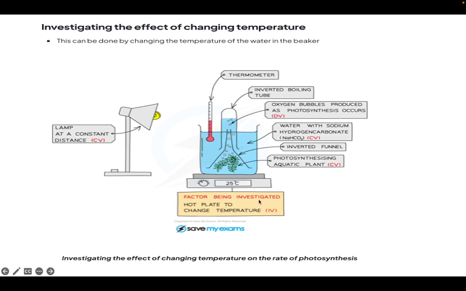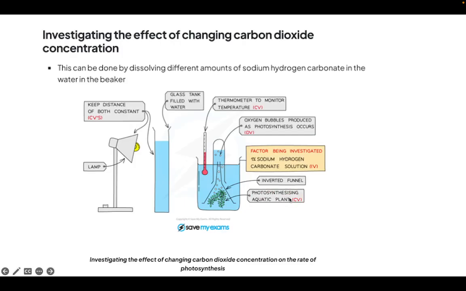The factor being investigated is temperature, so we are changing temperature, because we are checking its effect. We are still going to measure the bubbles of oxygen produced, and of course the aquatic plant is the same. Water with hydrogen carbonate is a control variable. Light should be kept the same to make sure it's a fair test. We are changing only one variable.